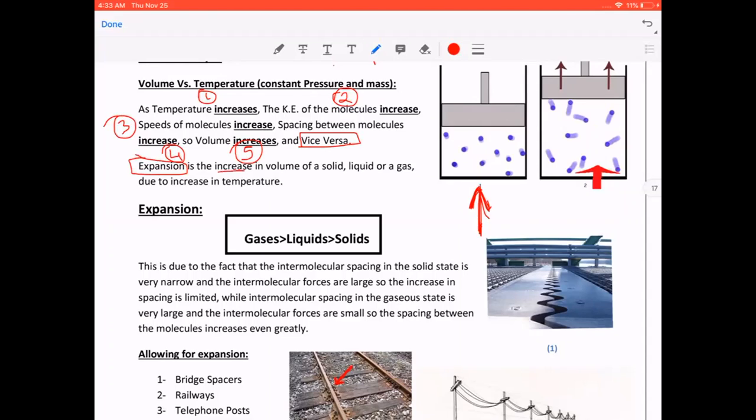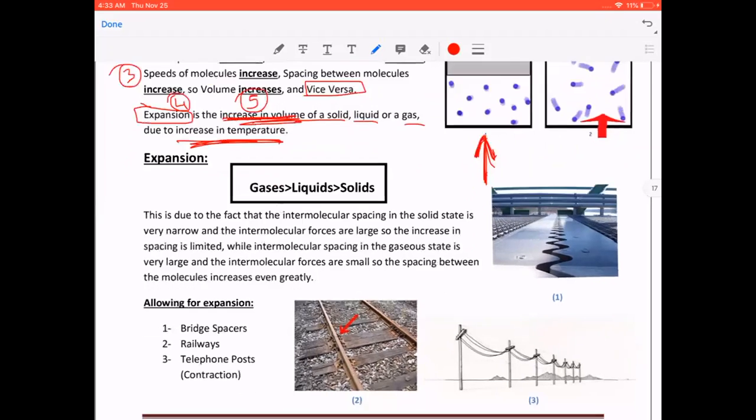The expansion is the increase in the volume of a solid, liquid, or a gas. Whenever we have an expansion, it means that there is an increase in the volume due to the increase in the temperature. That's the expansion. Expansion will happen in solids, liquids, and gases.